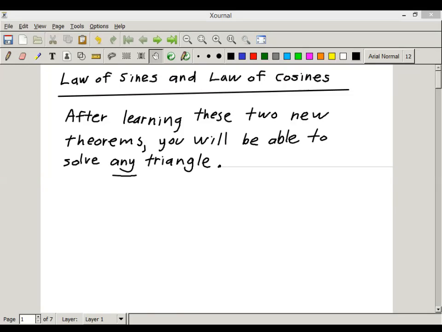This is the last topic of this unit on trigonometry, and it's going to be a little bit difficult. We got a couple of proofs to go through, and we'll do some examples to go along with them. But the good news is that after learning these two new theorems, law of sines and law of cosines, you're going to be able to solve any triangle. Again, we're going to learn two new theorems, and that's going to enable you to solve any triangle in the universe.